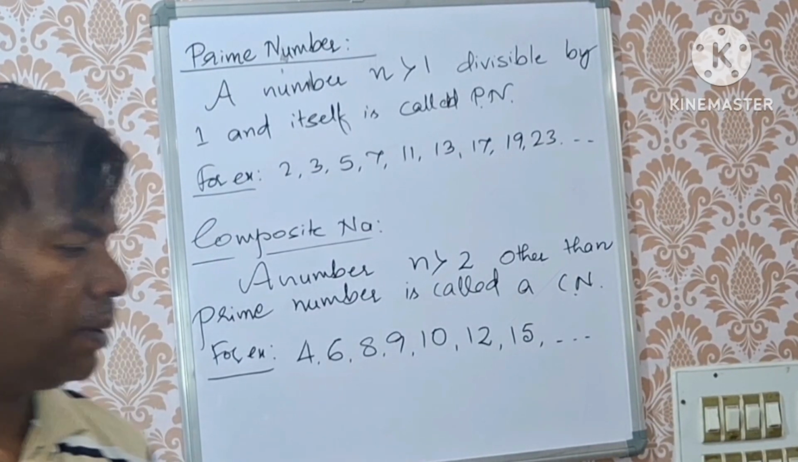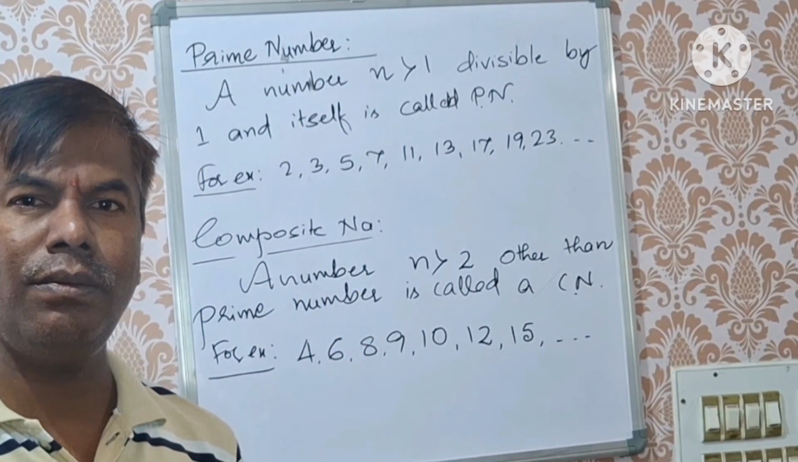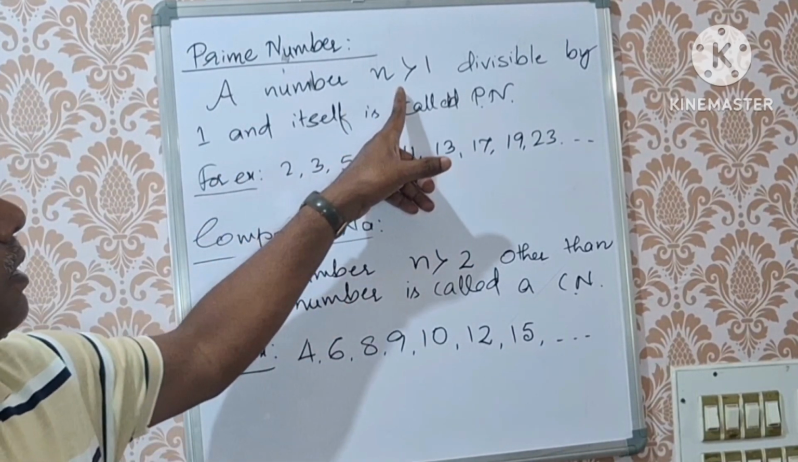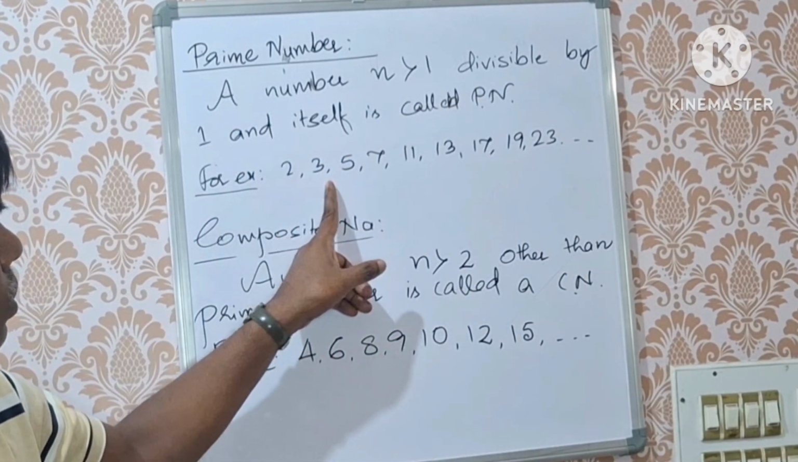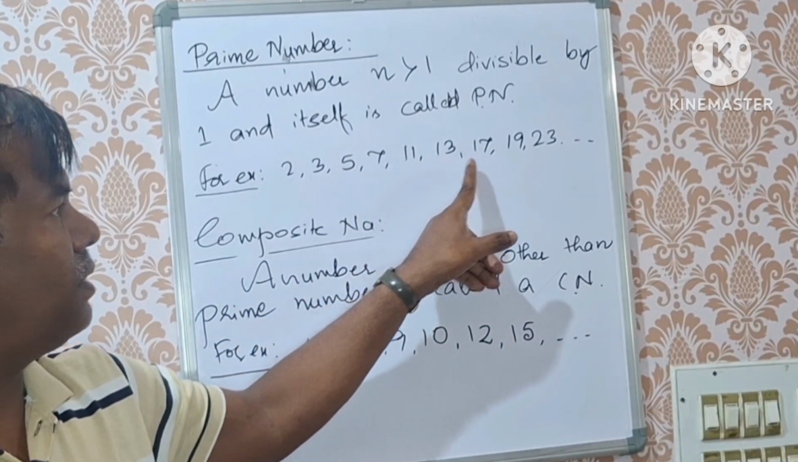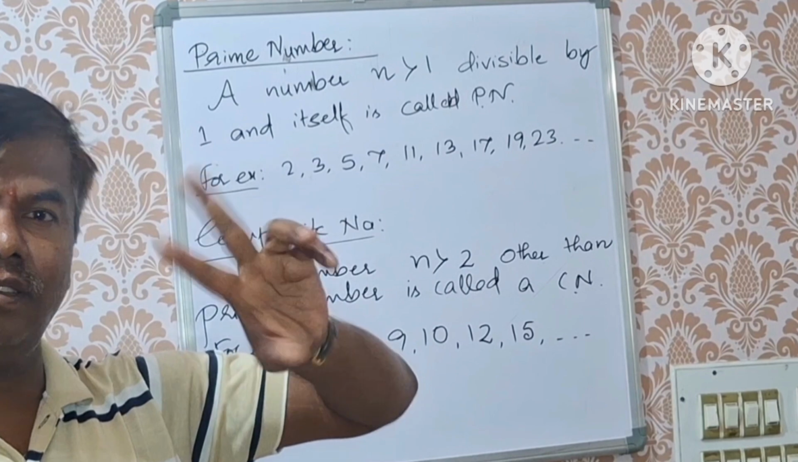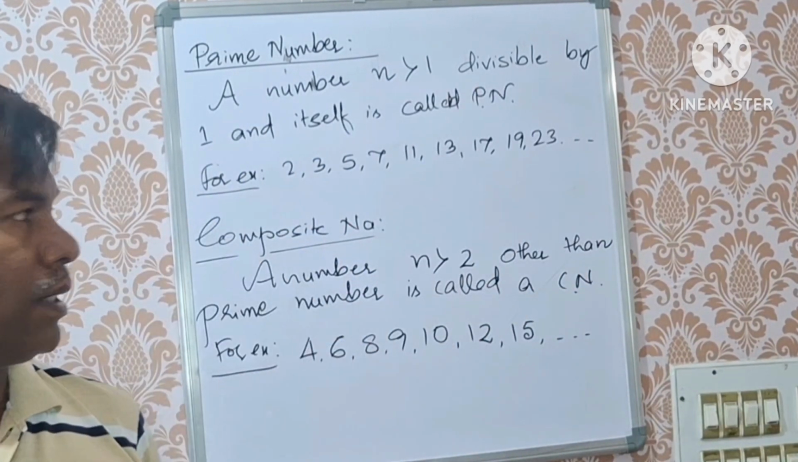Prime number. What is a prime number? A number greater than 1 which is divisible by 1 and itself is called a prime number. For example, 2, 3, 5, 7, 11, 13, 17, 19, 23, etc. These are all numbers divisible only by 1 and itself. No other number divides these numbers.